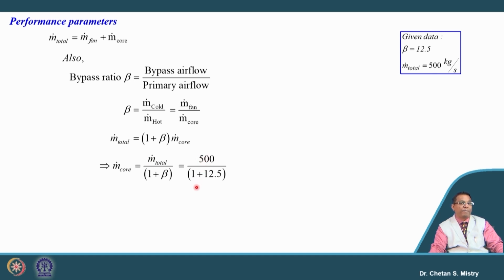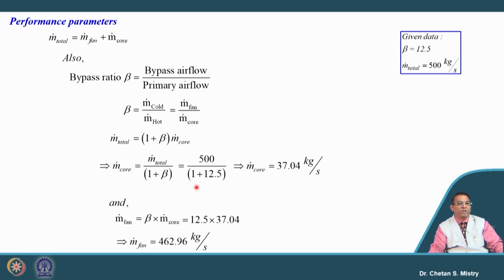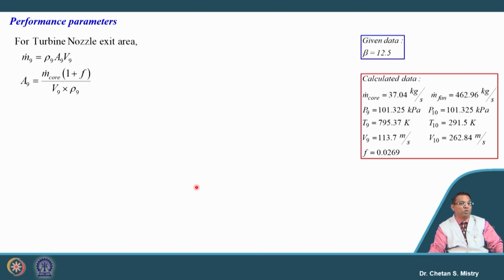We have our bypass ratio of 12.5. If we put in this number, the core mass flow rate comes to be 37.04 kg per second. Now, if we put this as a ratio, this will give the fan mass flow rate, which is 462.96 kg per second. Now, both the mass flow rates are known to us. So, that is where we will be using our continuity equation.